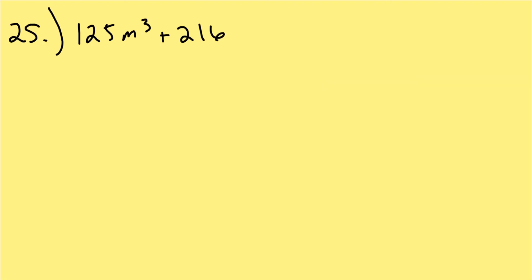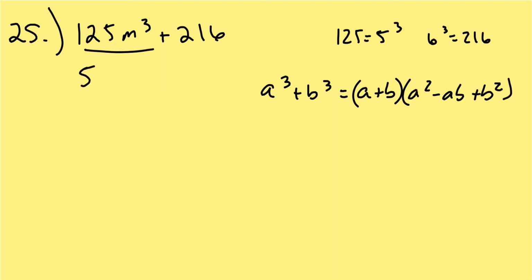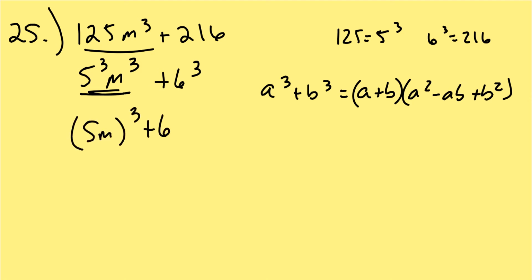So for 25, I have to know that 125 is 5 cubed, and that 6 cubed is 216. I also have to know that I'm using the formula a cubed plus b cubed, just like I did before. Now it's important to notice that I have to rewrite this as 5 cubed m cubed. And now I have to have one little 3, so I'm going to rewrite that as 5m cubed plus 6 cubed. So that's my a, and that's my b.